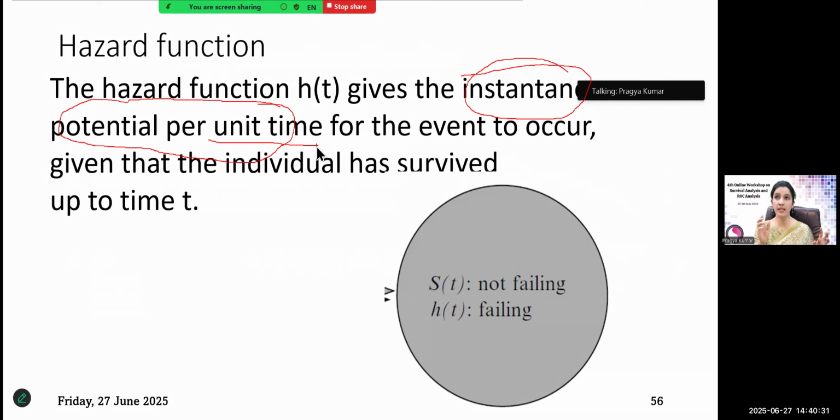Because in the denominator, how did we define hazard? That instantaneous potential per unit time for that event to occur, given that the individual has survived up till time t. So S(t) is not failing. If you see the survival and the hazard function, they are related to each other. S(t) means not failing, because the event has not occurred, and h(t) is the failing. That means the event has happened.